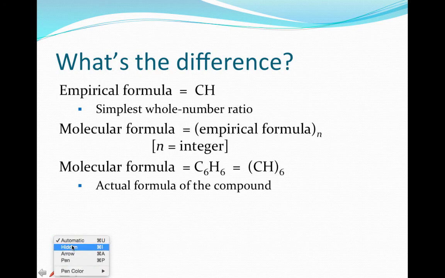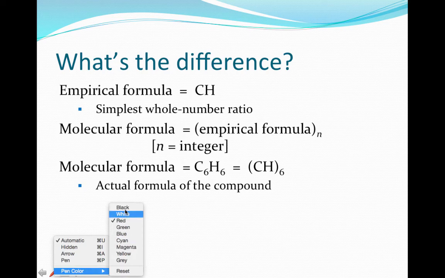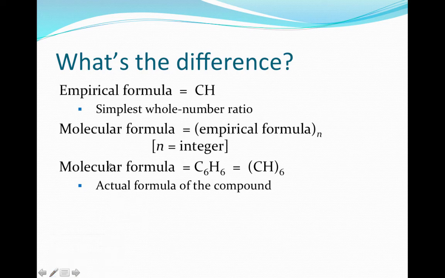I'm going to get a pen here, and I'm going to go with black. Okay, so we already talked about what empirical formulas are, and we said that those are the simplest whole number ratio of atoms or elements in a compound. So for example, our empirical formula might be CH, which doesn't tell us how many carbons there are or hydrogens in the compound. It just tells us that there's a 1-to-1 ratio of carbons and hydrogens in a particular compound.